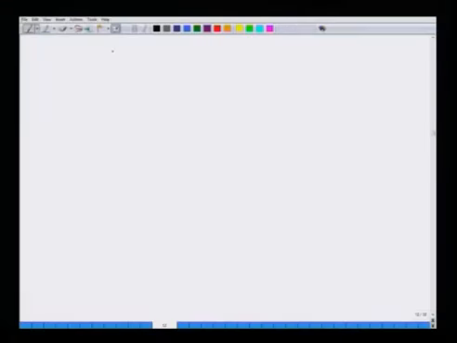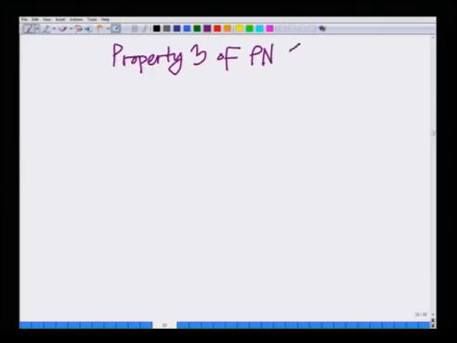So, let us look at the third property of PN sequences, which is known also as the cyclic shift property.